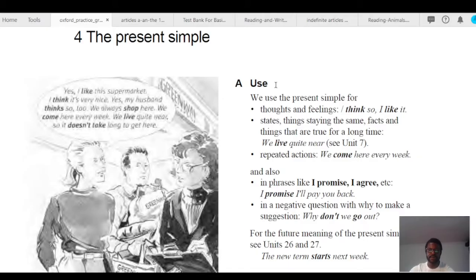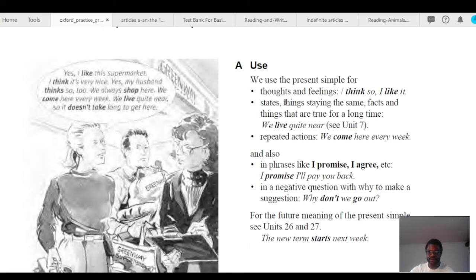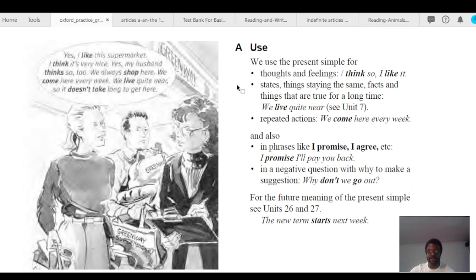So we'll be studying simple present tense and present progressive. Today I just want to shed more light on the present simple. Before, I told you about facts and repeated actions, but today I want to add more to it. So let's read along.